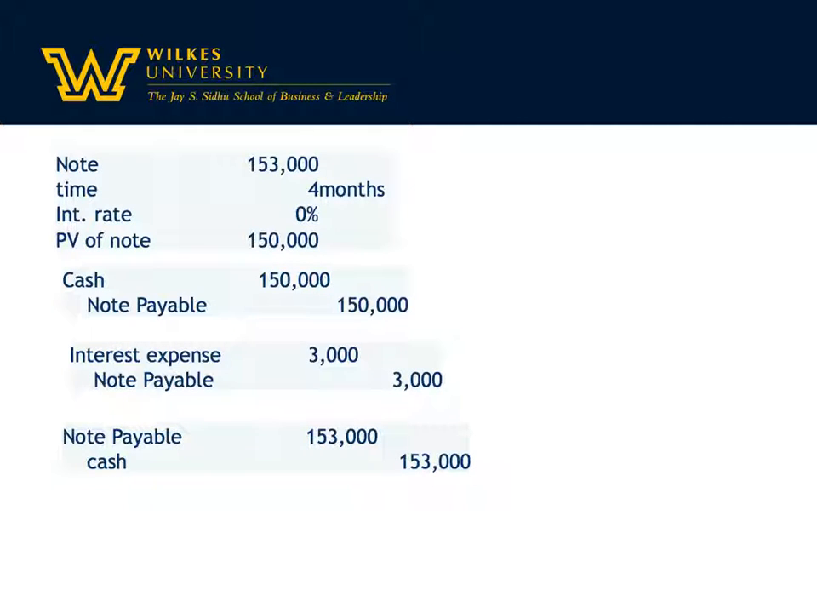Then when you go pay it, you're going to debit notes payable for $153,000 and credit cash for $153,000. And you've accounted for everything properly. You've accounted for the note at the fair value, the amount that you're expected to pay. You accounted for the interest expense, so that's all acceptable.